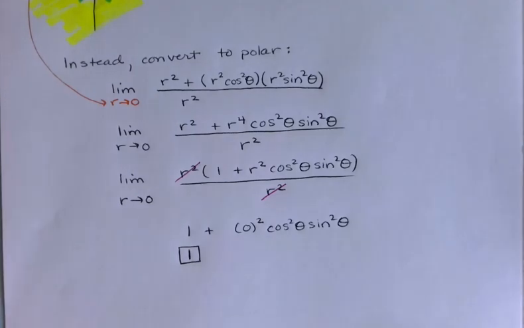So again, it's not a panacea for every problem, but it works often enough that it's a good little something to have in your bag of tricks. Sometimes changing a limit to polar coordinates is going to allow us to actually evaluate that limit. All right, that brings us to the end of section 12.3.